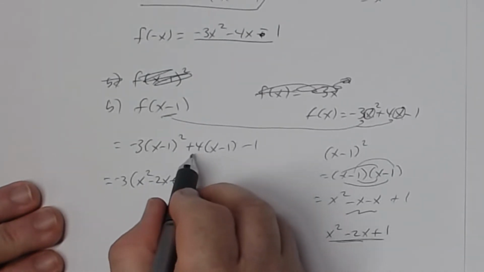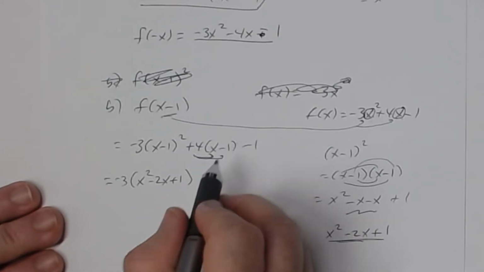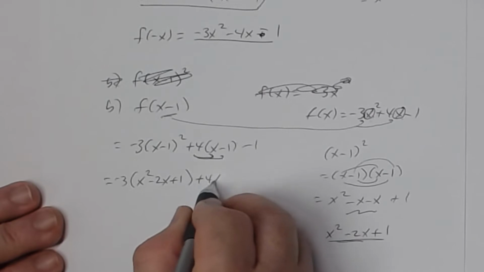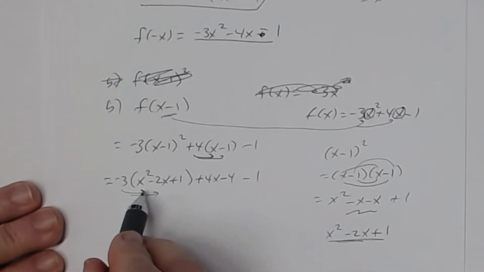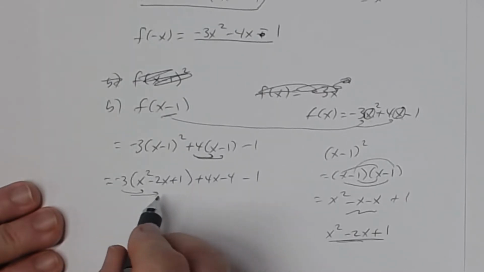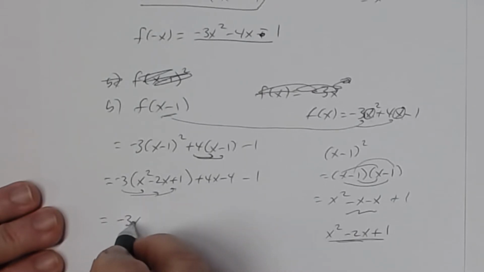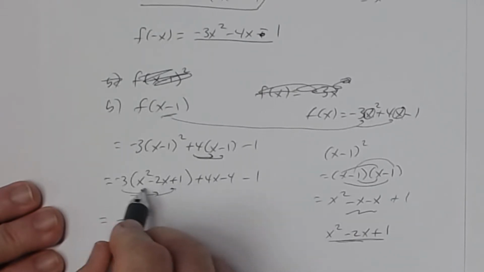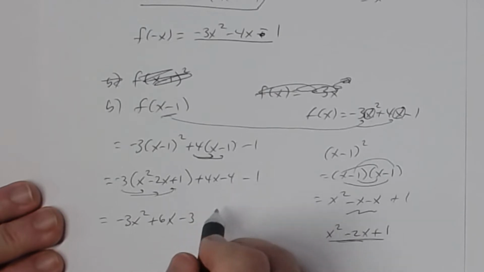Now over here, I'm going to go ahead and distribute, because x minus 1 is being raised to the first. So I get 4x minus 4 and then minus 1. Now I can distribute this because x squared minus 2x plus 1 is being raised to the first. So I can use the distributive property. Negative 3 times x squared is a negative 3x squared. A negative 3 times a negative 2x is a positive 6x. A negative 3 times 1 is a negative 3. And I'm going to go ahead and rewrite all this over just like this.